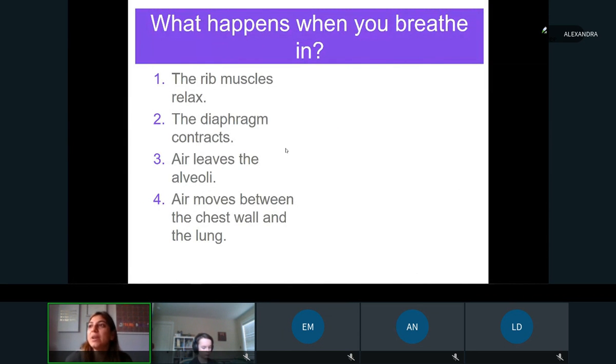So what happens when you breathe in? And I want everybody, all 17 of you, to answer this question. The rib muscles relax, the diaphragm contracts, the air leaves the alveoli, or the air moves between the chest wall and the lung. What happens when you breathe in?